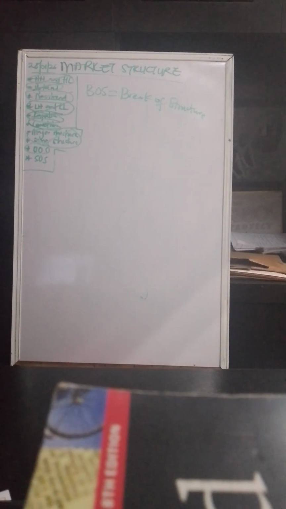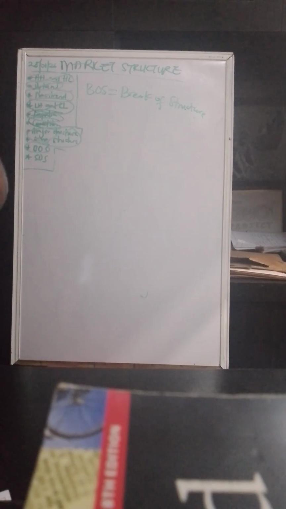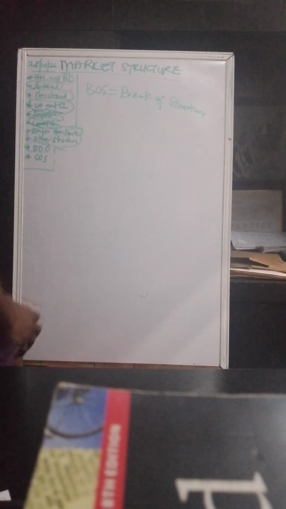A BOS is a break of structure. Now, what is a break of structure? Let me put this on the chart so that you can understand. A break of structure is when price in an uptrend breaks the last higher low that it made.